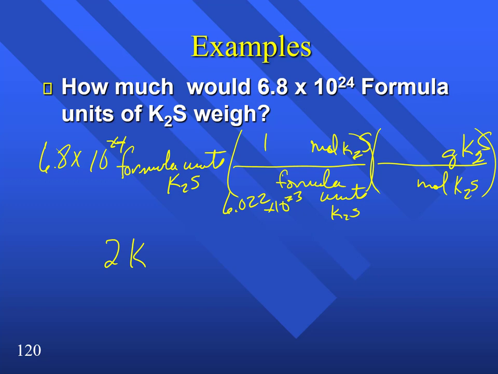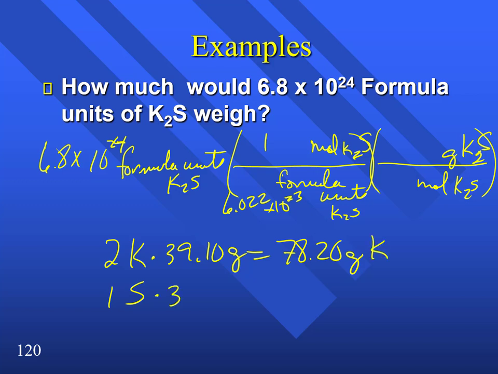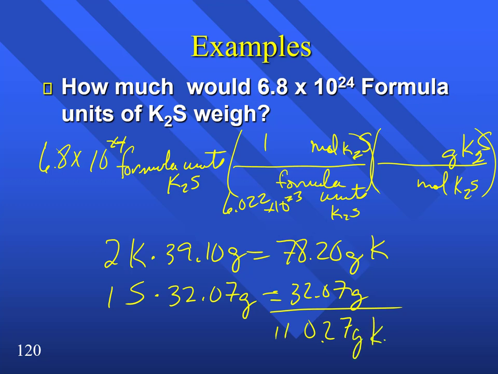I've got 2 Ks and 1 S. Look up K on the periodic table, it's 39.10 grams, so that's 78.20 grams of K. The sulfur on the periodic table is 32.0, what does it say on yours? Okay, 32.07. Depends on periodic tables whether they put a 6 or a 7 there. It's right at the border of rounding for that next sig fig. So that is 32.07 grams. So I add those together, 7, 2, 10, carry the 1, 110.27 grams of K2S.